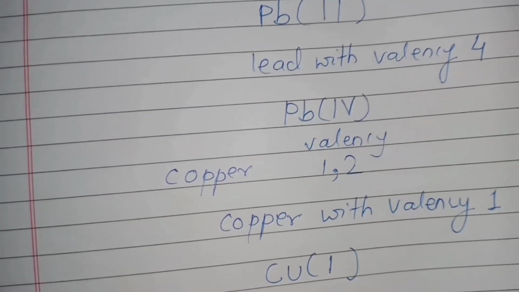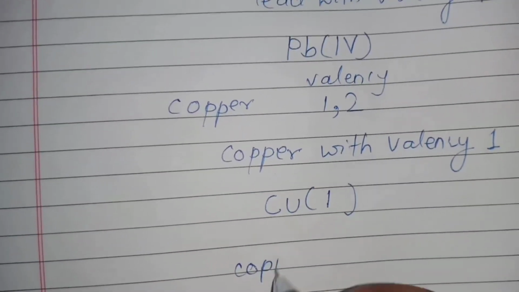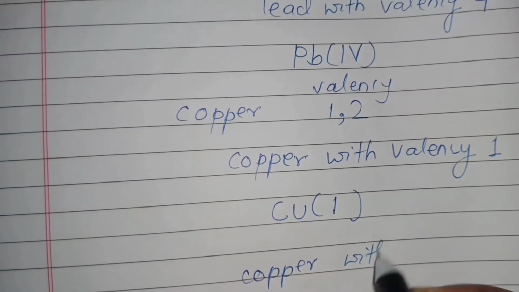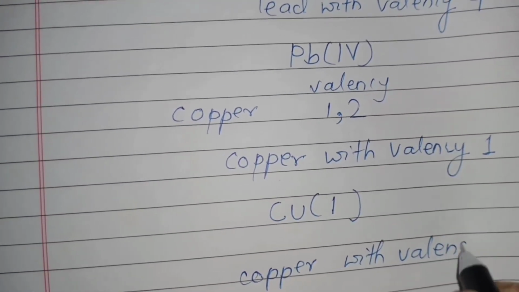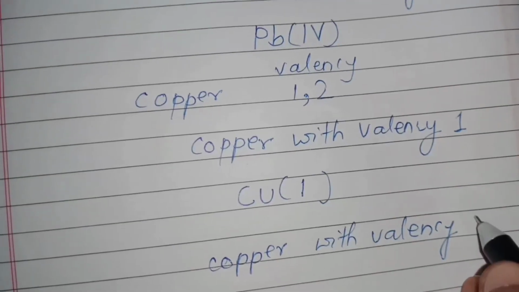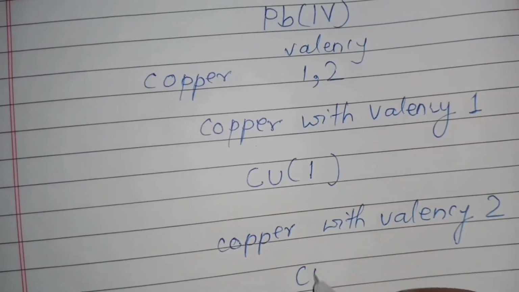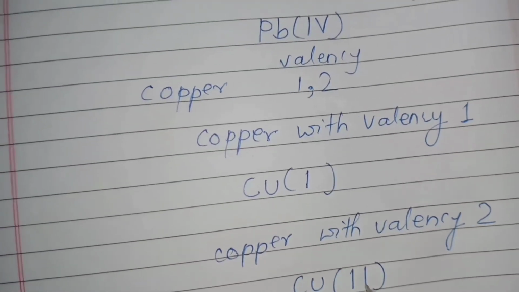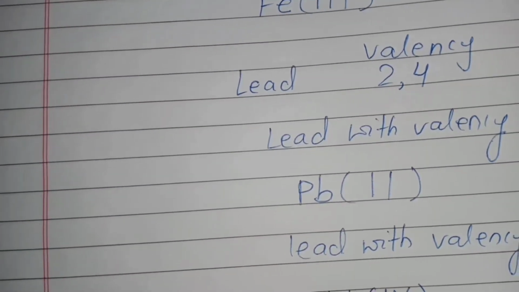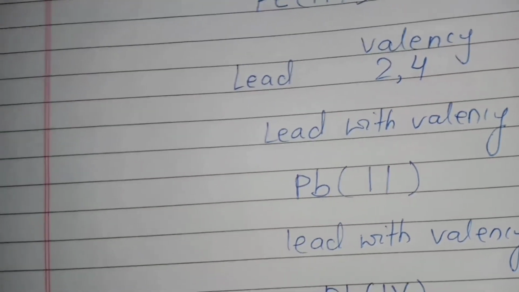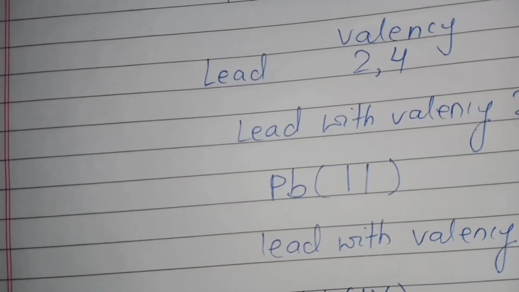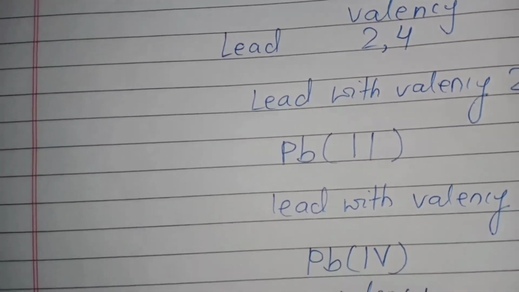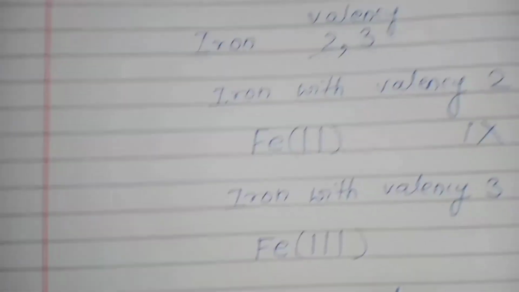We will write the capital Roman numeral 1. Now copper with valency 2, how do we represent it? Symbol of copper is Cu, and in the bracket we will write the capital Roman numeral 2. So in this way you will represent. I have given you only a few examples, but there are many more elements which have valency more than 1, and we represent them in this way.